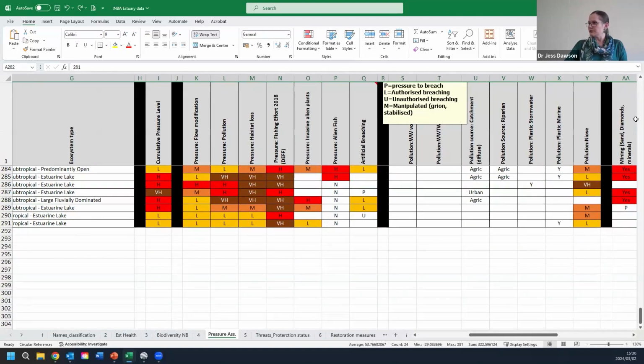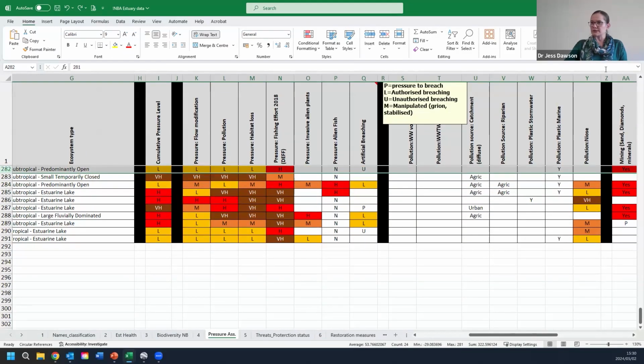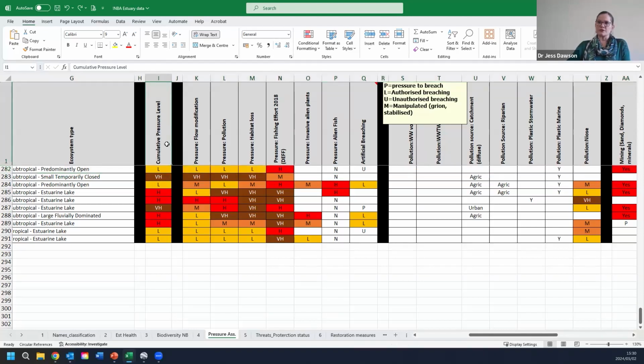So I'm going to put our estuary on the very top line. And this is the different things that act on the key things, the most common things that act on estuaries. And they give the rating of those pressures. So the first is obviously the cumulative pressure. The overall pressure for this estuary is considered low.